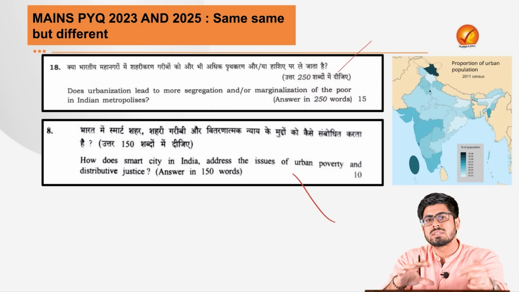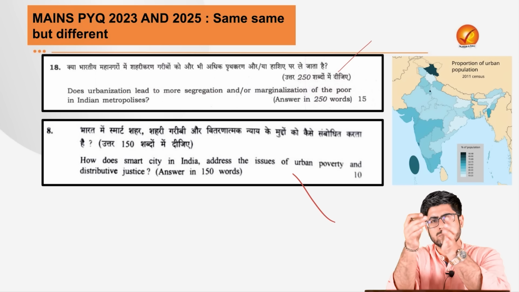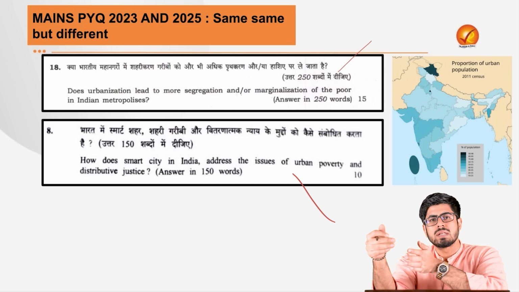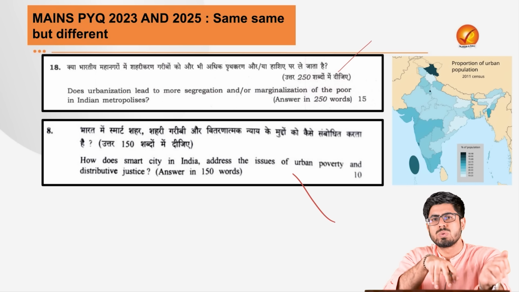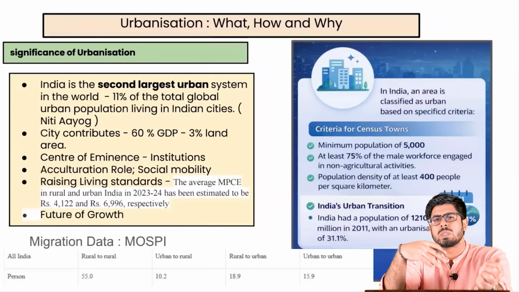So we need to understand this topic of urbanization, its problems, its solutions, the steps that have been taken, and what more can be done in a comprehensive manner, and that is precisely what we are going to do right now. First up, what is urbanization?